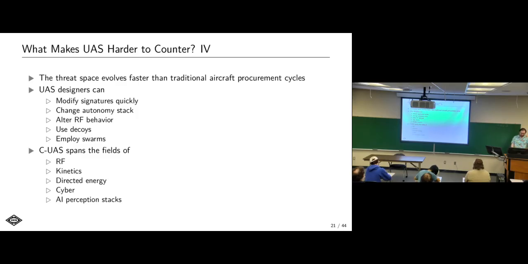This threat space evolves fast, much faster than traditional aircraft procurement cycles. It's almost analogous to cryptocurrency versus the stock market. It happens much, much faster. A UAS designer can just change signatures, autonomy stack, alter behaviors, decoys, swarms. I know at work we have sat there many times and gone, oh, this piece doesn't fit. We 3D printed a new piece and we're able to build the drone in another hour. So, it's that easy to make changes. That's not so easy on a full aircraft, especially one that has to have people trained to use it.